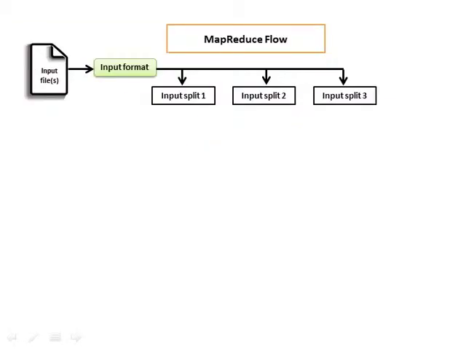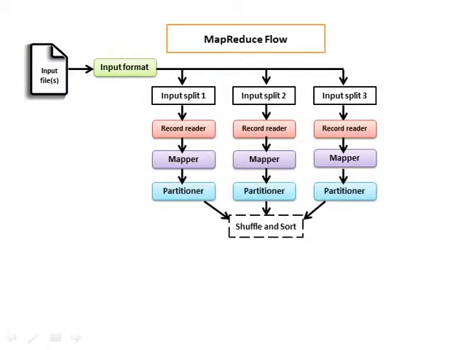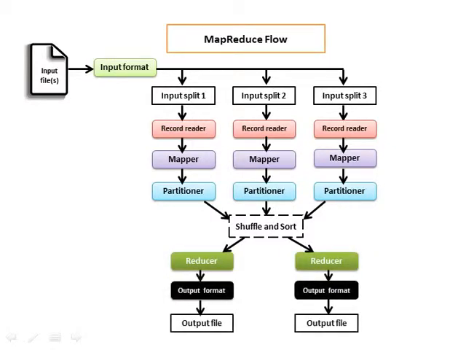Files loaded into HDFS are split into different blocks. Records from these blocks are then run in different mappers, which are assigned to different partitioners, shuffled and sorted. The reducer jobs then run, output in the desired format and into a file.